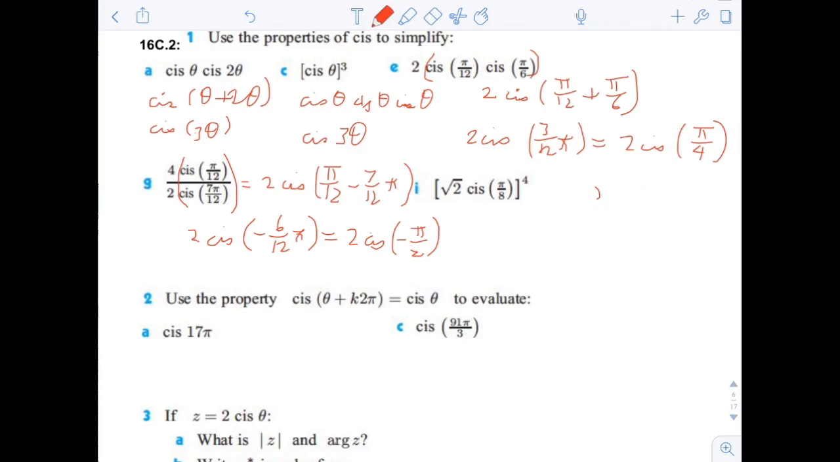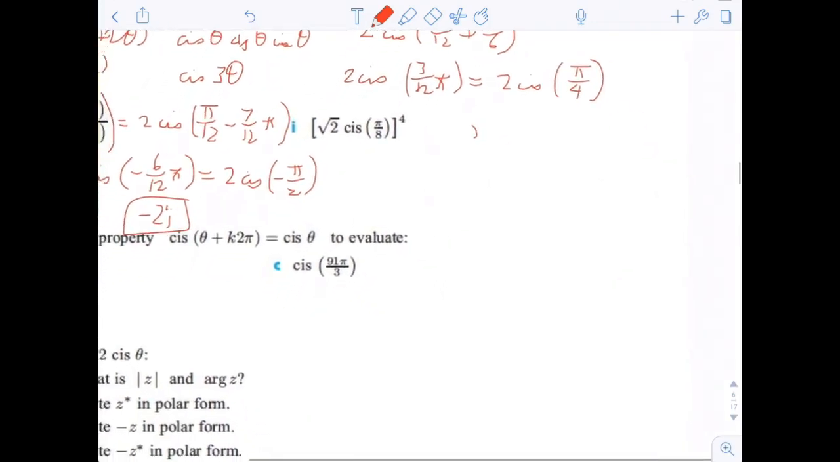So 2 cis negative pi over 2 is kind of an easy one to write in a plus bi form because it's pointing directly down, right? If it's pointing directly down by 2, then basically that's negative 2i. So maybe it would be easier to write like that.